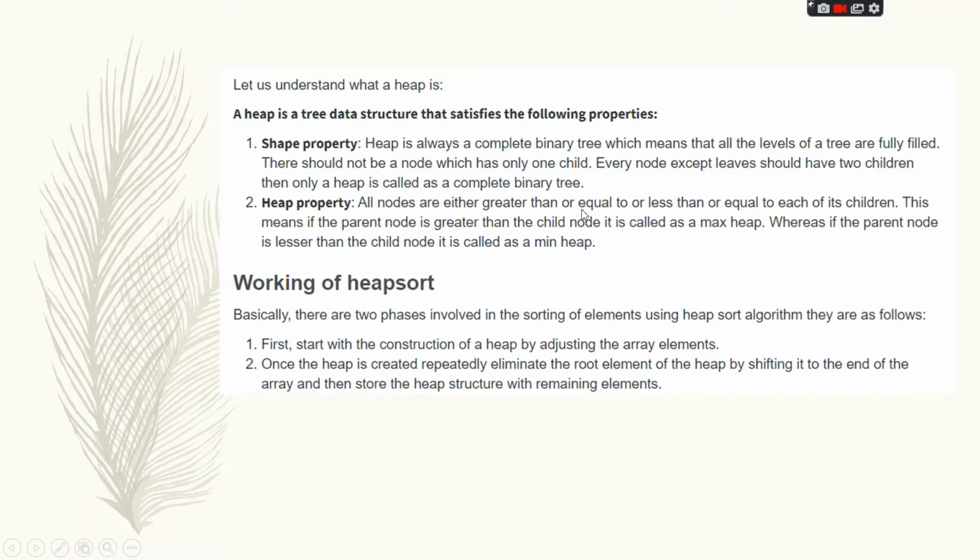Now see how heap sort works. Basically, there are two phases involved in sorting elements using the heap sort algorithm. So there are two methods of sorting elements using heap sort. What are the methods? We'll see now. The first step is to start with the construction of a heap by adjusting the array elements.